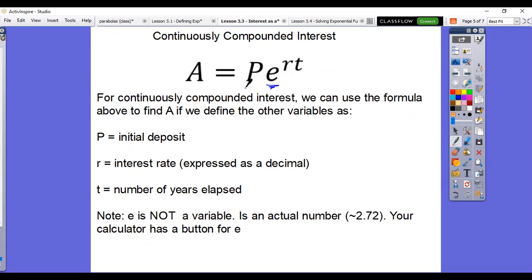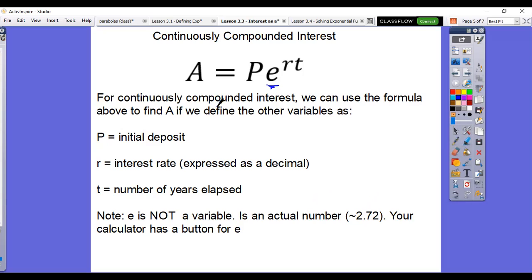E is not something that I'm plugging something in for. E is an actual number. So you know how there's pi, which is 3.14 and a whole bunch of other stuff. E is an actual number that's about equal to 2.72. It's actually 2.71828 and a whole bunch of other stuff. So your calculator has a button for E.